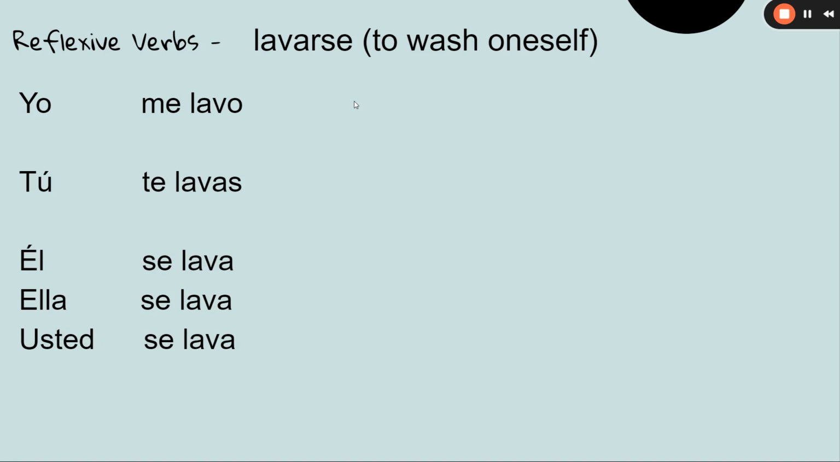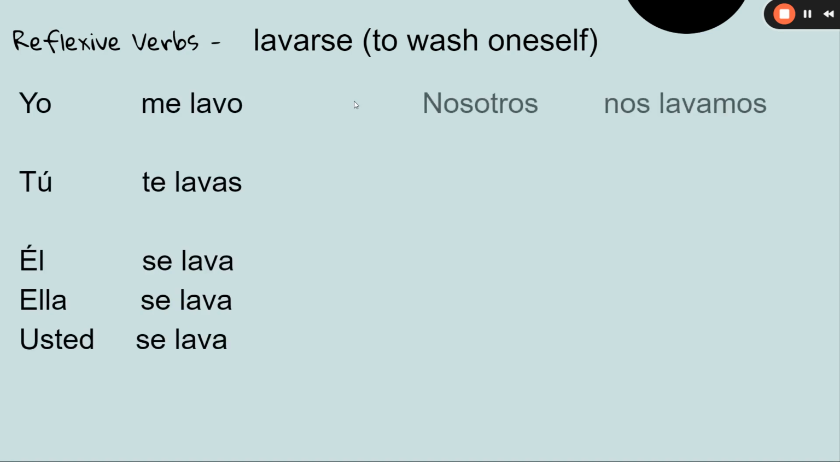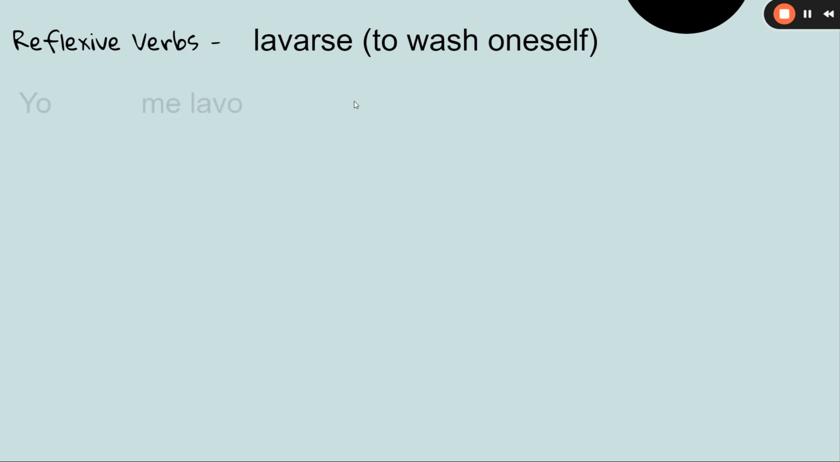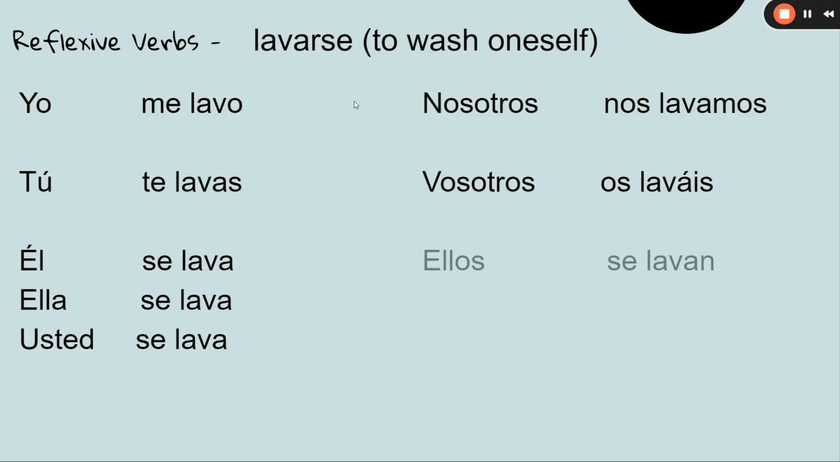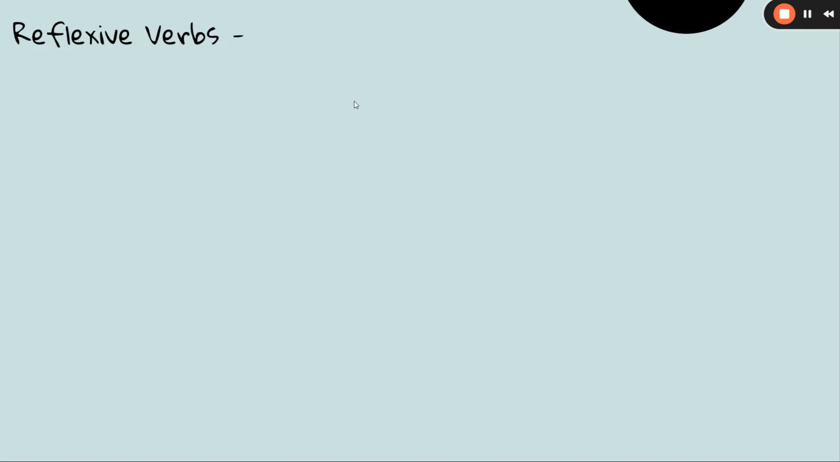You could also do it in the preterite tense. So, nosotros nos lavamos. Os laváis. Se lavan. Okay? Next.